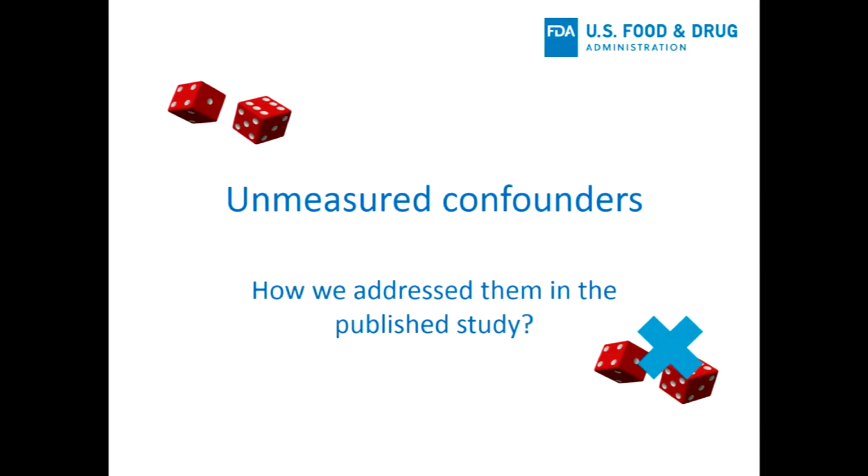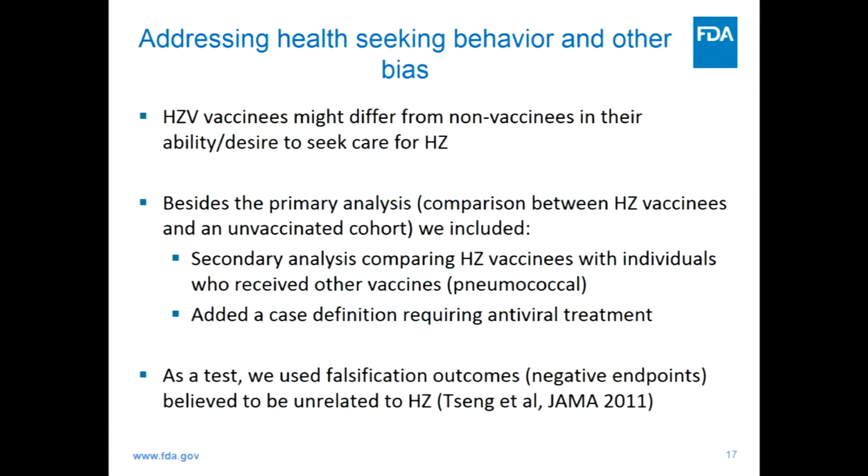But we have the problem of unmeasured confounders, which everybody has, right? What did we do? In regard to unmeasured confounders, besides using the primary analysis, we decided to compare the herpes zoster vaccinees with a cohort of people vaccinated with another vaccine. This other vaccine was pneumococcal vaccine. Why did we choose pneumococcal vaccine? It was really arbitrary. You could challenge that.